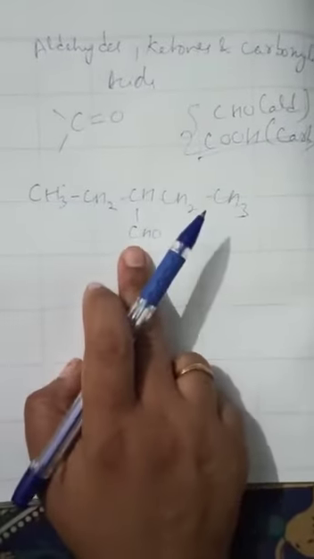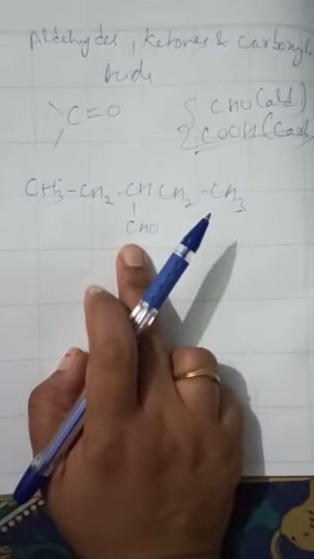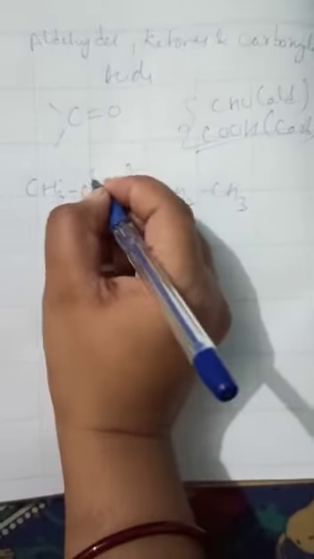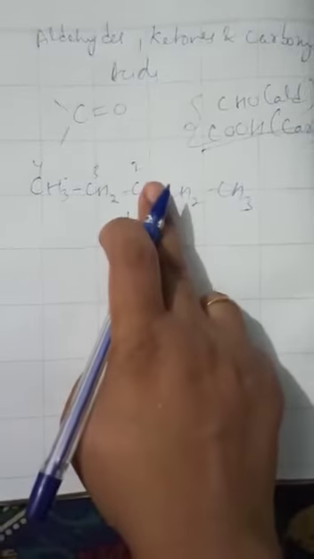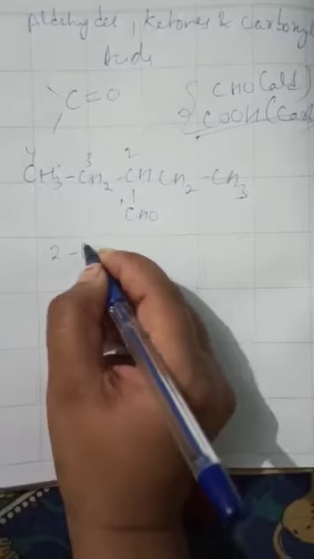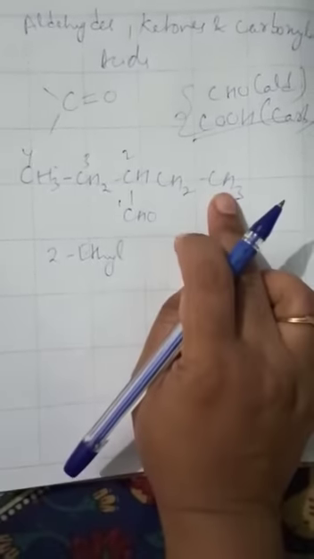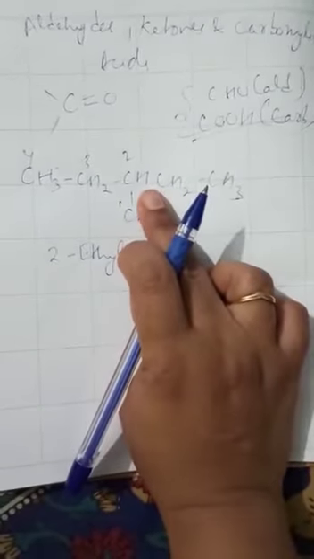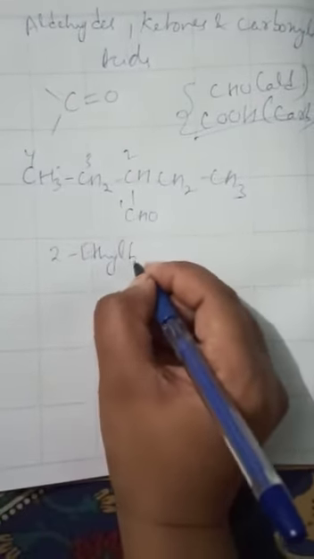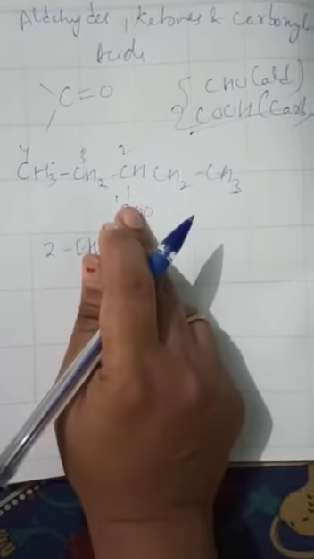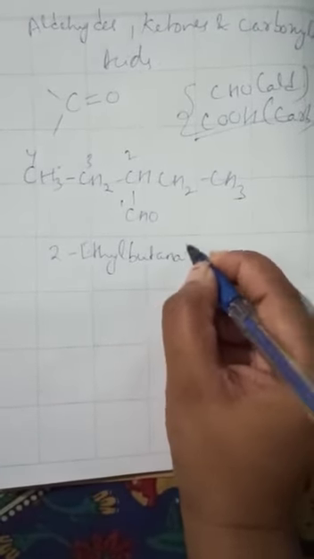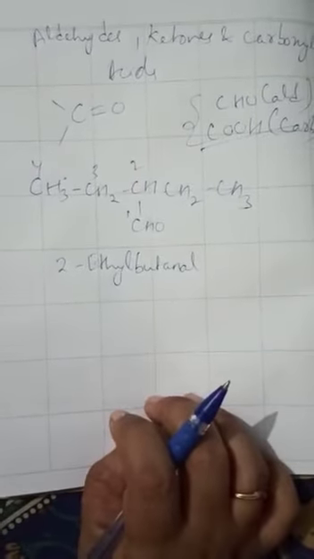For example, here we have the CHO group, so we will start numbering from this side: 1, 2, 3 and 4. On the second position we have an ethyl group, that is CH2CH3. So first of all we write 2-ethyl. When we count it, it is a 4-carbon chain, so it is butane. And since an aldehyde is present in this compound, it is butanal. So this is how we name any aldehyde.